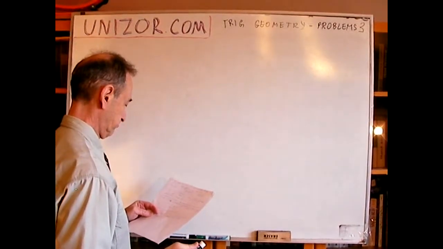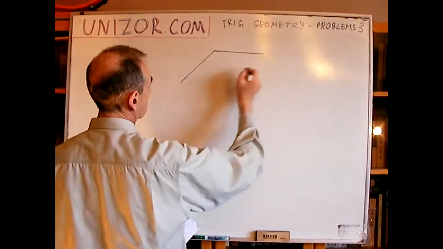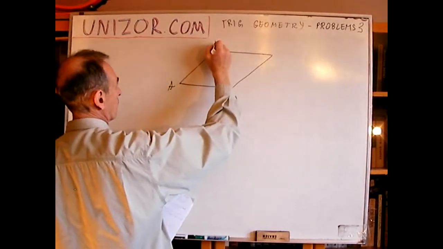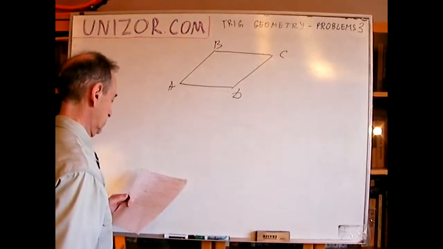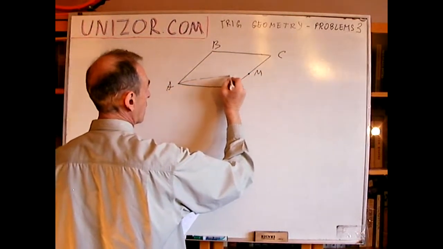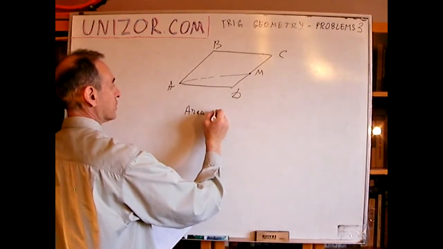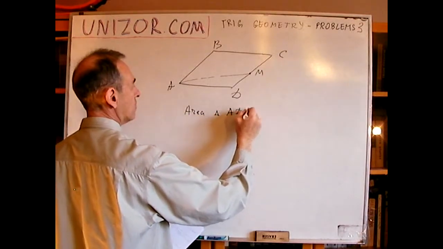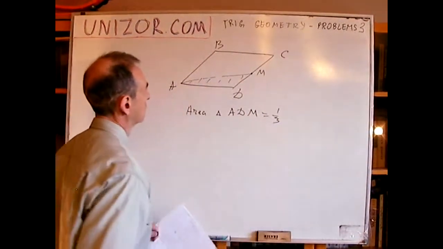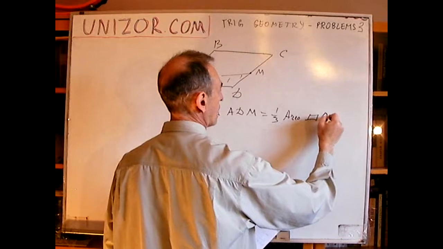Next, given a rhombus, now this is point M, and it's chosen in such a way that the area of triangle ADM, this triangle, is equal to 1/3 of the area of an entire parallelogram ABCD.